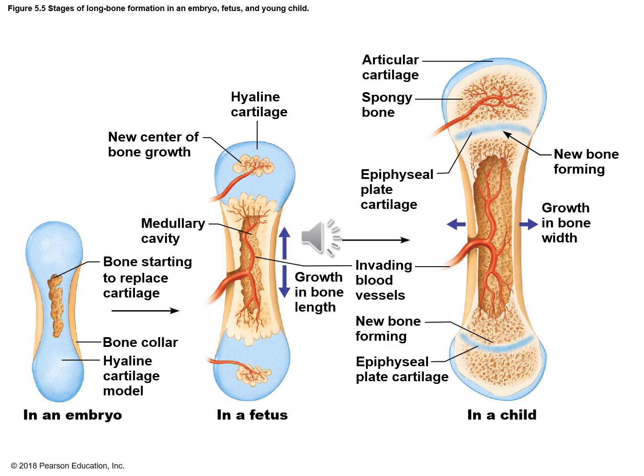In a child, we see that the remaining cartilage includes articular cartilage and the epiphyseal growth plate, where further growth of the long bone is occurring. Also, a medullary cavity has formed.